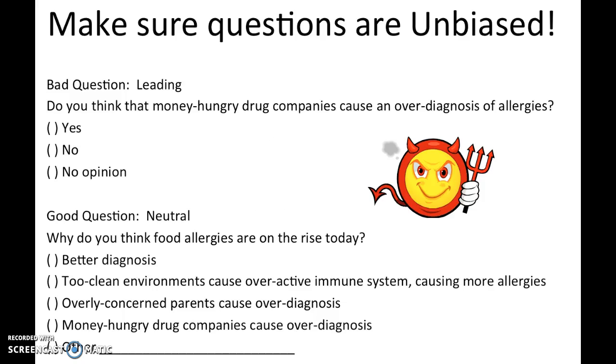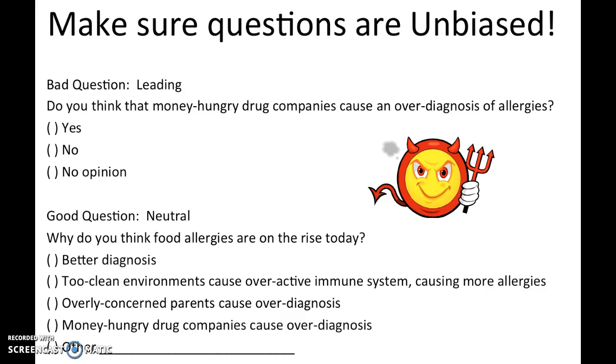Again, make sure your questions are unbiased. For example, for my allergies paper, if I said something like, do you think that money-hungry drug companies cause an overdiagnosis of allergies? Well, you may never have thought about money-hungry drug companies before, but I just planted that seed in your mind. So you're most likely to answer yes. So you really want to ask your question in a neutral way. Why do you think food allergies are on the rise today?